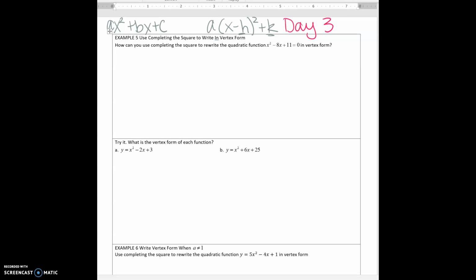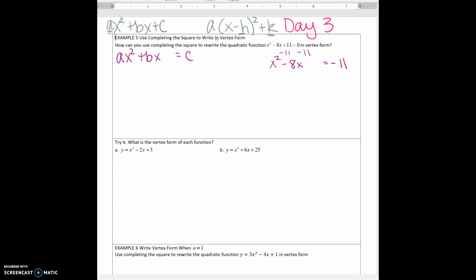So first we need to move it into the right format. So we want ax squared plus bx equals the c on this side, right? So we're going to subtract 11 on both sides. So now we have x squared minus 8x, and then remember we leave a little bit of a space for our next step, and then negative 11 on this side.